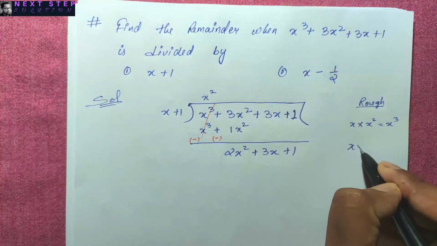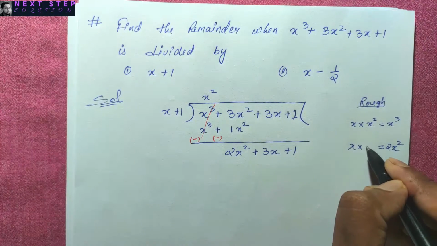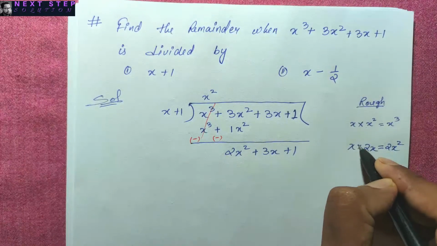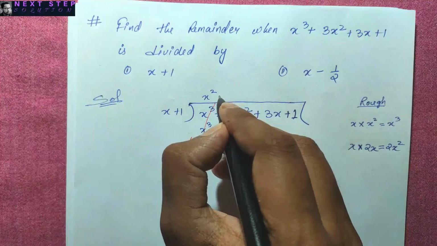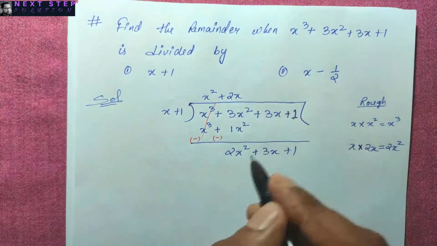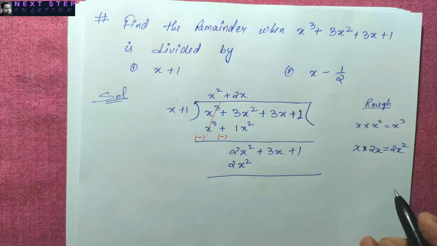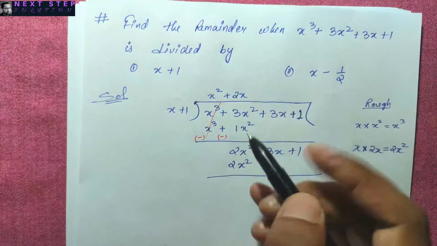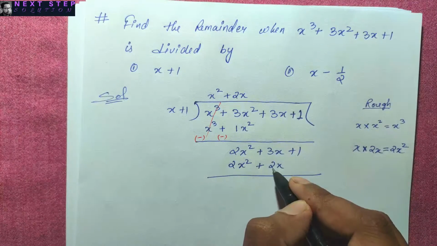So x multiplied with something gives 2x square. What is it? If we multiply x with 2 we only get 2x, but not square. We need one more x. Then x multiplied with 2x makes it 2x square. So if we multiply it with 2x, we have 2x square. We close it, but before subtracting we also multiply 1 with 2x. 1 multiplied with 2x is 2x. Both of them are positive. We have 2x.